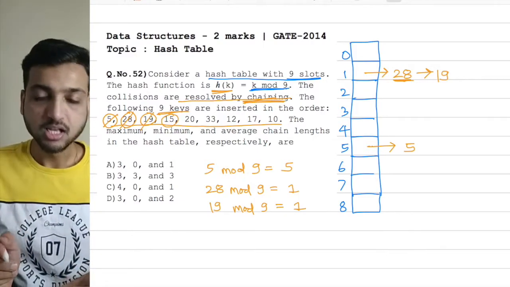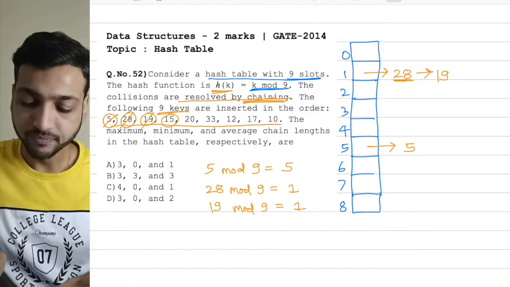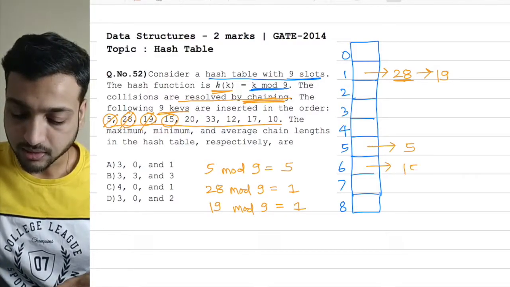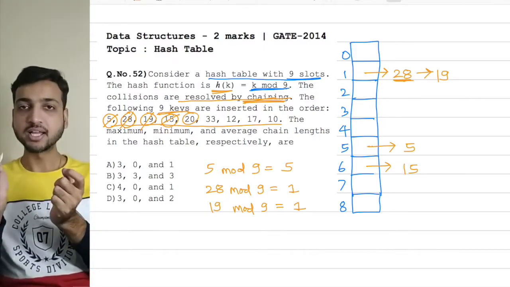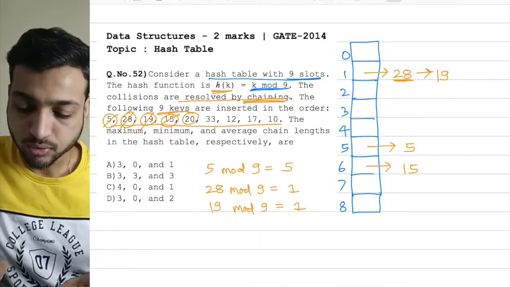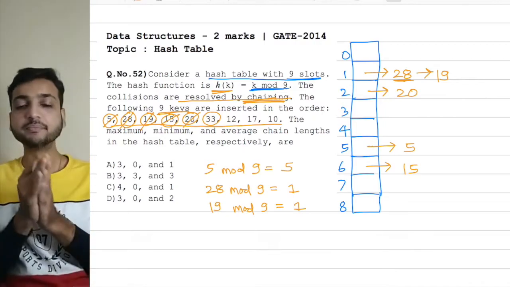Next is 15. So 15 mod 9 is going to be 9 1s are 9, 6 is the remainder. So 15 will come at bucket number 6. 15 is gone. Next is 20. So again 9 2s are 18 and 2 is the remainder. So 20 is going to come at bucket number 2. 20 is gone.